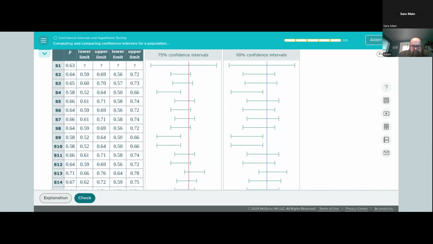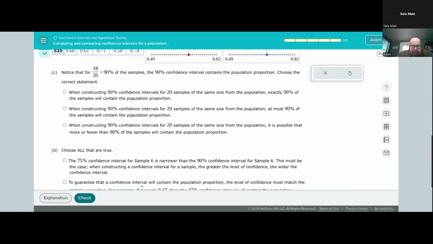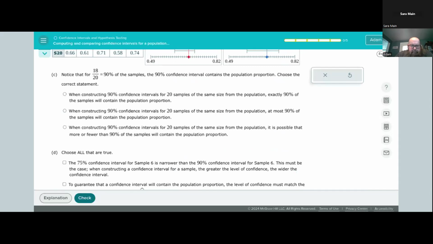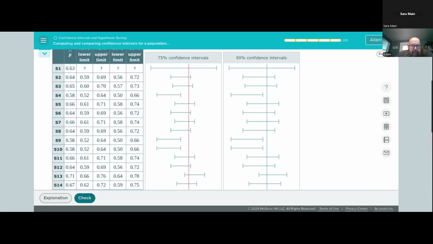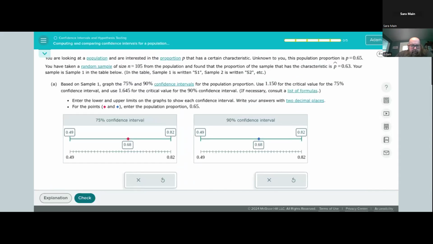Okay, so let's scroll down and look at the questions they're asking us. Where's A and B? Are those at the top? So A is where you're setting the limits. This is based on sample 1: graph 75% confidence and 90% confidence intervals for the population proportion. Use 1.15 for the critical value for the 75% and use 1.645 for the critical value of the 90%. So we have to find the confidence intervals for the population proportion.